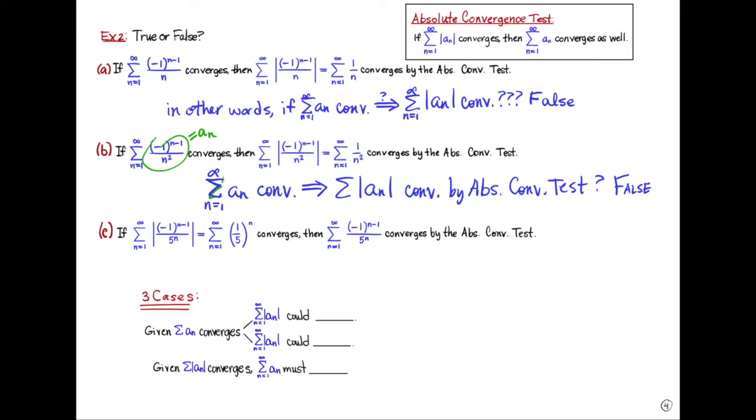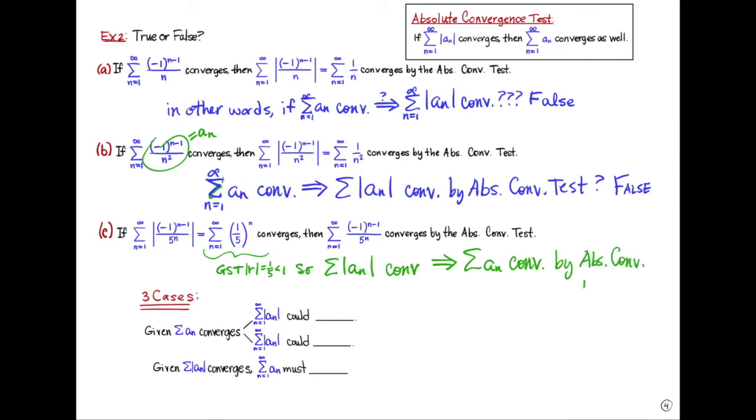In part C, it is true that our geometric series converges. Here we have the absolute value of r is 1/5, which is less than 1. And so we know that the series of the absolute value of the terms a sub n converges. And by the absolute convergence test, that means that the series a sub n also converges. And so this one is true.